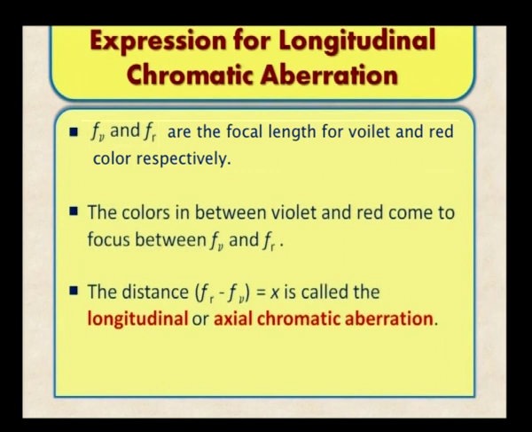The distance F R minus F V, or whatever it be, that difference between F V and F R is called x, that is the magnitude of the longitudinal or axial chromatic aberration. So, the value of x is to be deduced mathematically. Let me now summarize what I told you in today's lecture, that is lecture number 8.